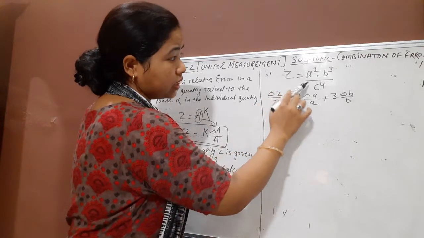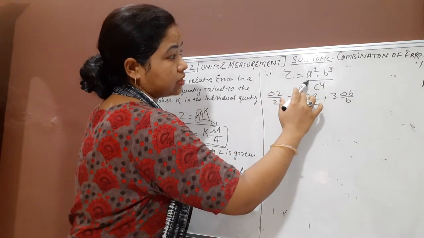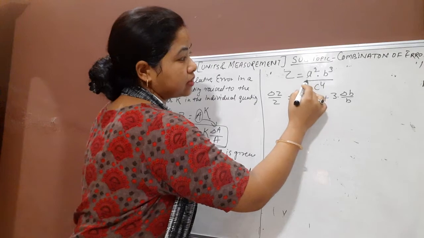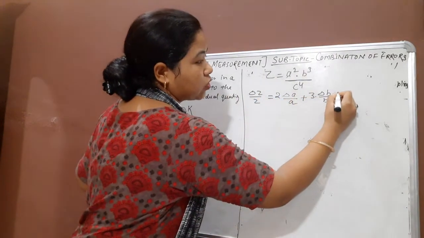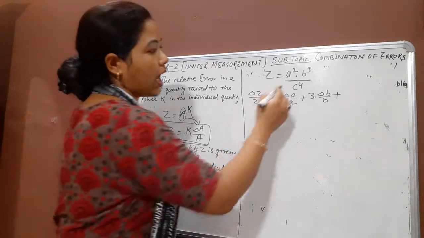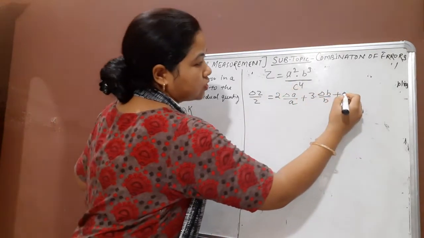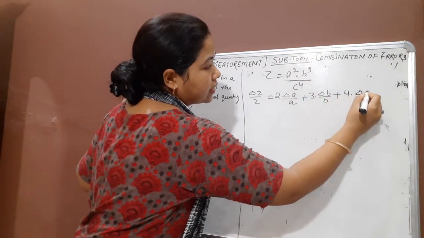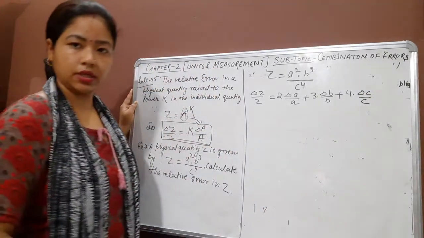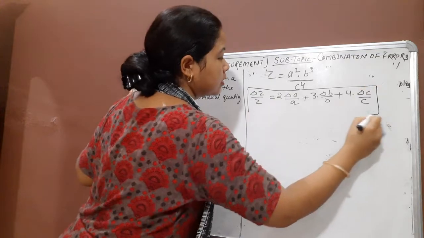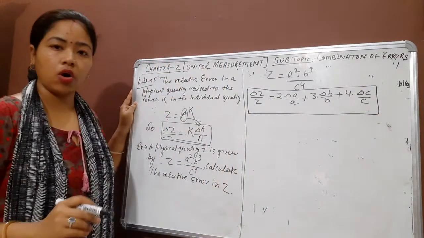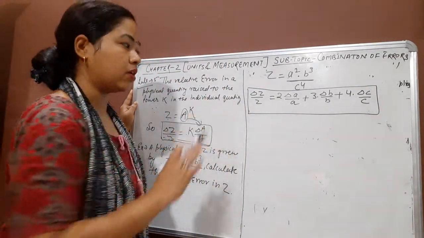Now all the quantities are divided by c to the power 4, that means there is a divide sign. By the rule, this divide sign is also converted into a plus sign, and again we will apply the fifth rule, that means 4 will be multiplied and there will be delta c over c, right? This is the form of the relative error of z.